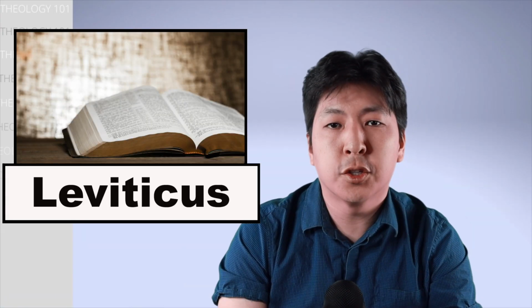Today we are going to look at the book of Leviticus. Leviticus is the third book of the Old Testament and the third book of the Pentateuch. The Pentateuch refers to the first 5 books of the Bible, which have been traditionally believed to be written by Moses. This book goes over the rituals that priests must regulate and perform to maintain God's relationship with Israel.